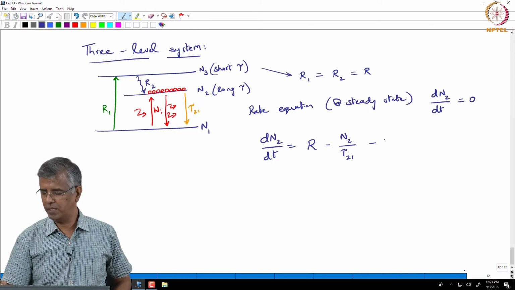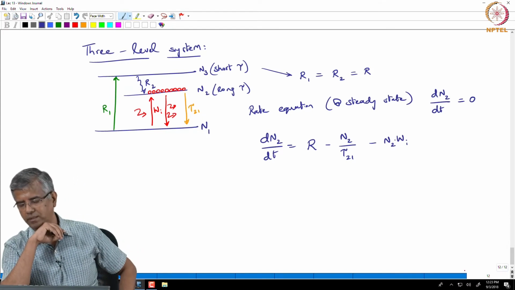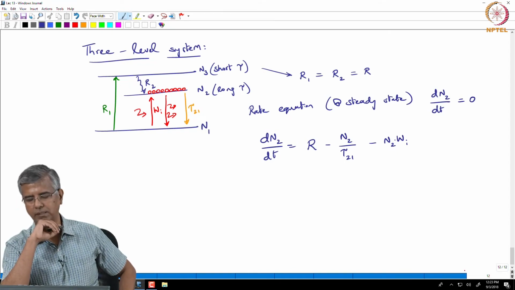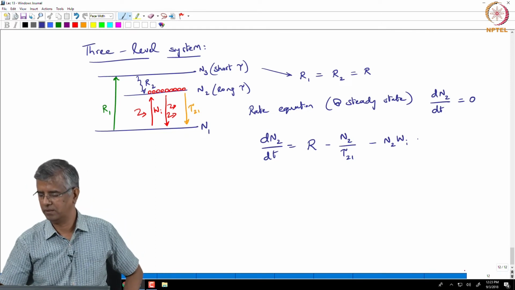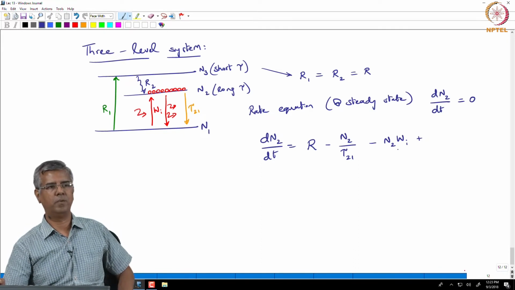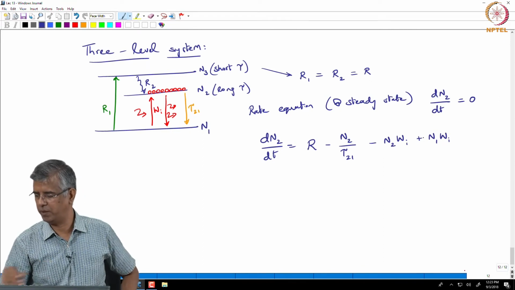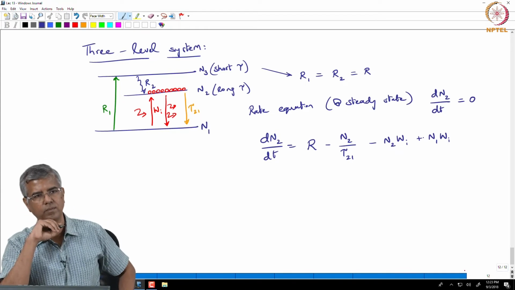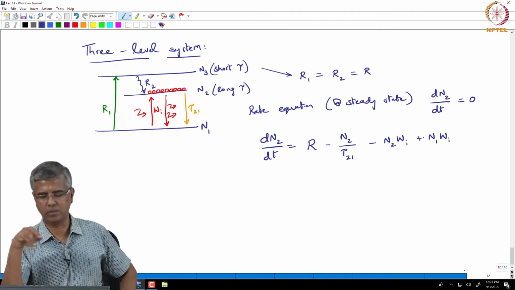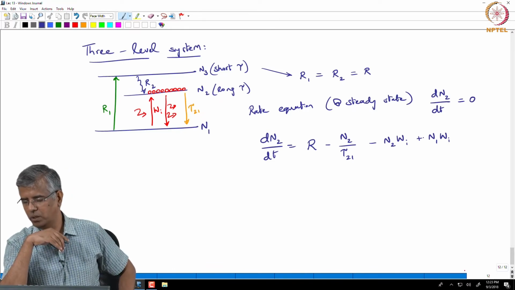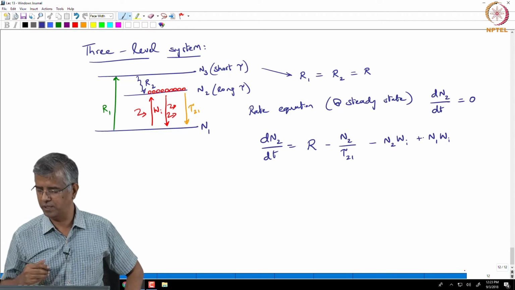You may lose some population due to stimulated emission, and that rate is given by N2 multiplied by Wi. But you also have a way of gaining population, that is stimulated absorption. What will be that rate? N1 times Wi. Do you understand how we are writing this rate equation? This is very important for the discussions that we are going to have as we move on. So you're just tracking the rate at which different events are happening.